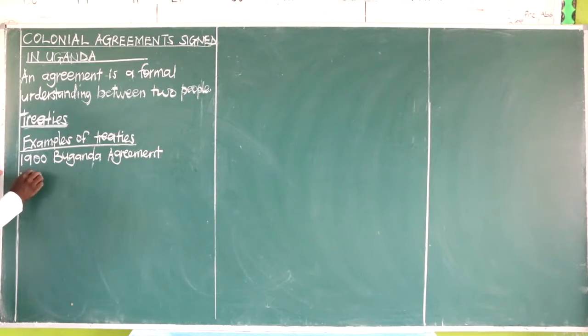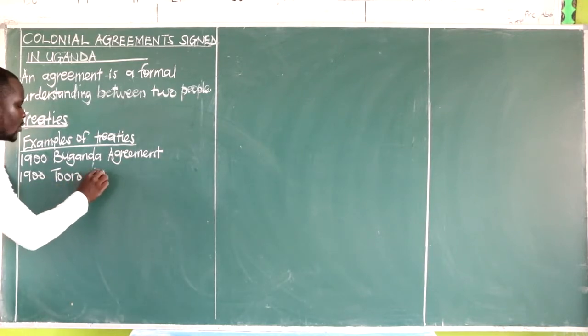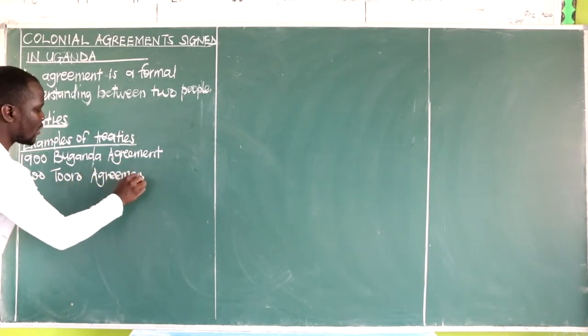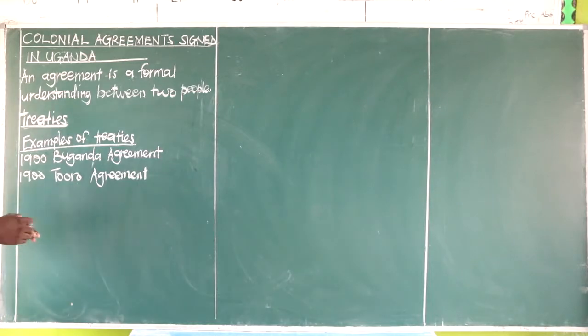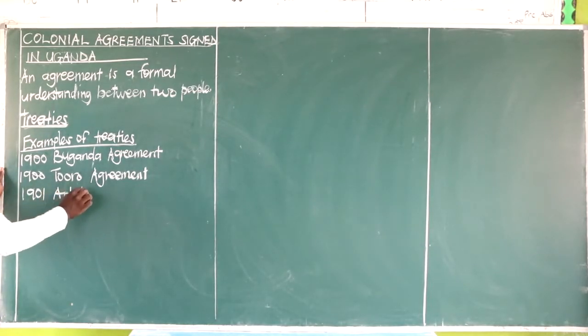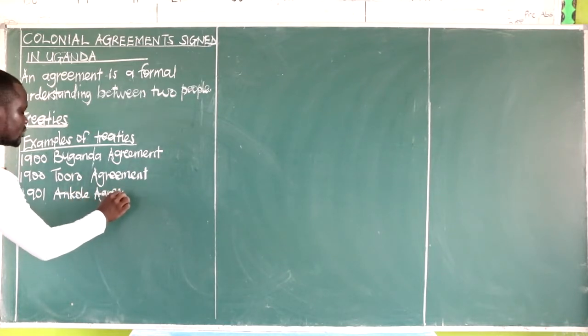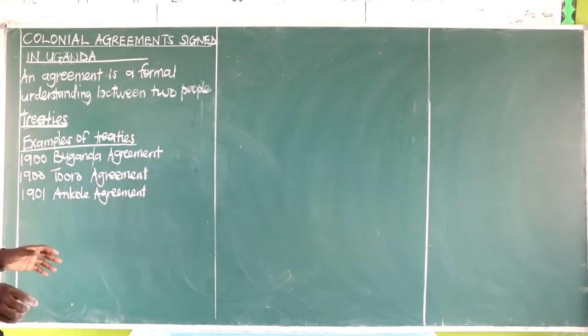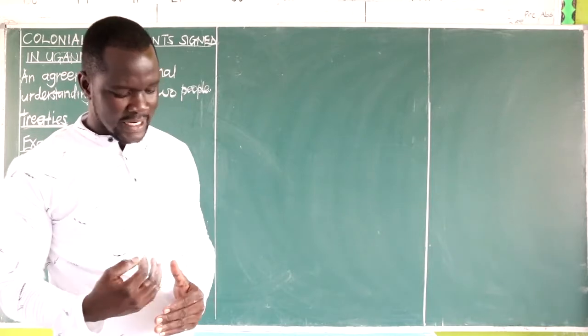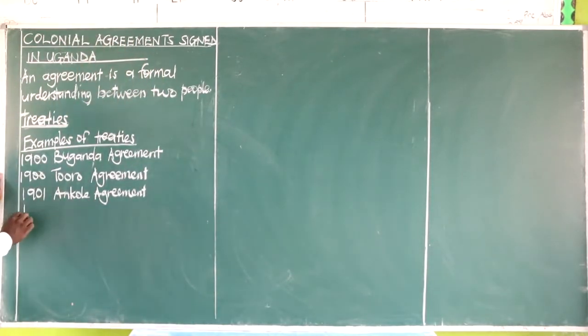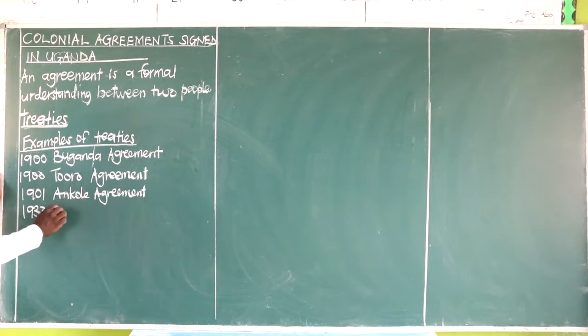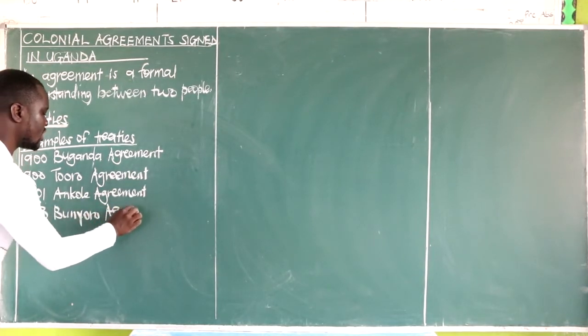Then we also have in the same year, we have an agreement signed in Toro. So we have the 1900 Toro Agreement. We shall be coming to look at these agreements one by one in detail. And then we shall have the 1901 Ankole Agreement. And then finally, we shall be having the 1933 Bunyoro Agreement. Now, I want us to note something.